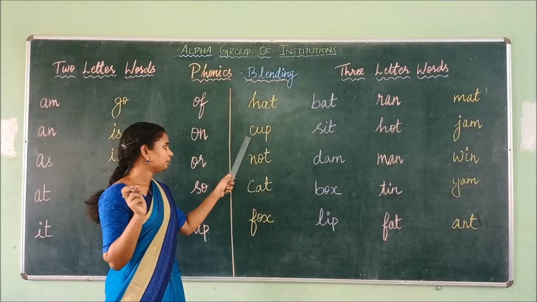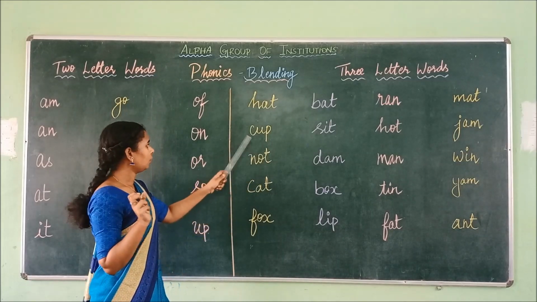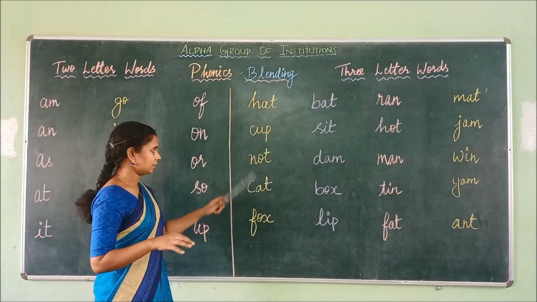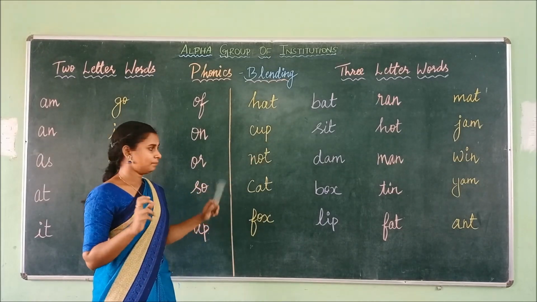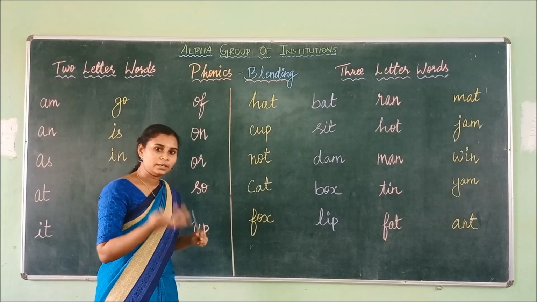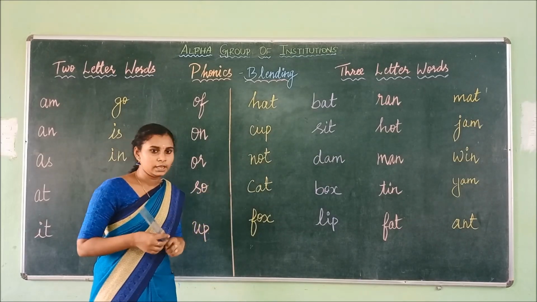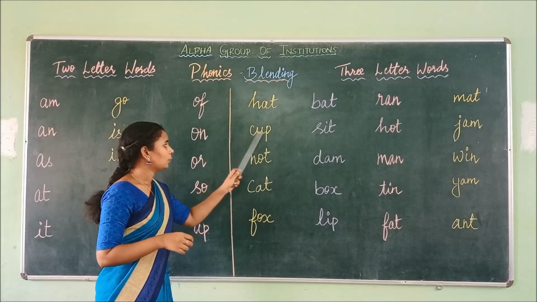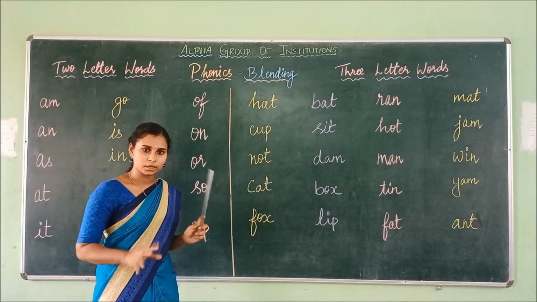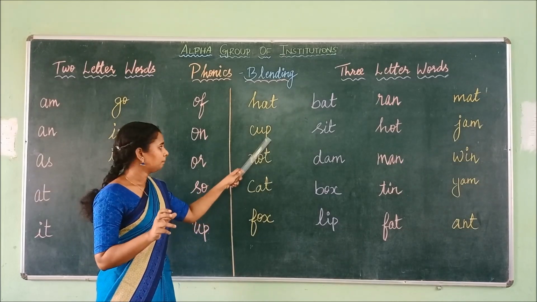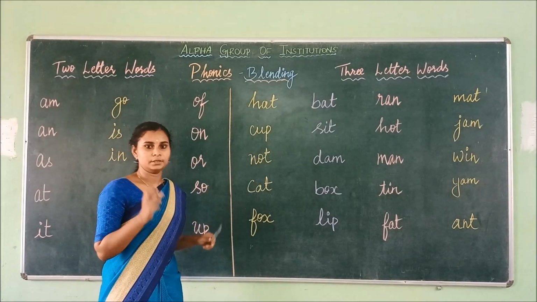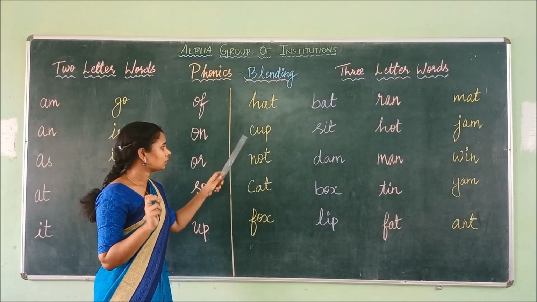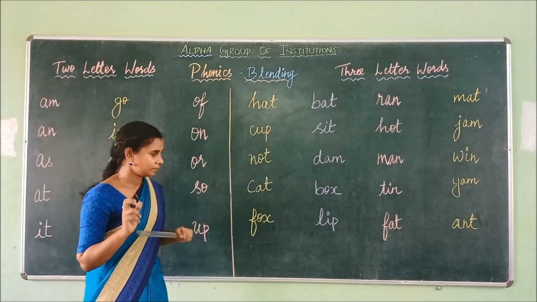Okay, next word. Cup. So C, U, P. This is how you read it with the letters. And if you want to read it with the sounds, what is the sound of C? K. Okay, the sound of C is K. What is the sound of U? U. So K, U, P. What is the sound of P? P. So K, U, P.